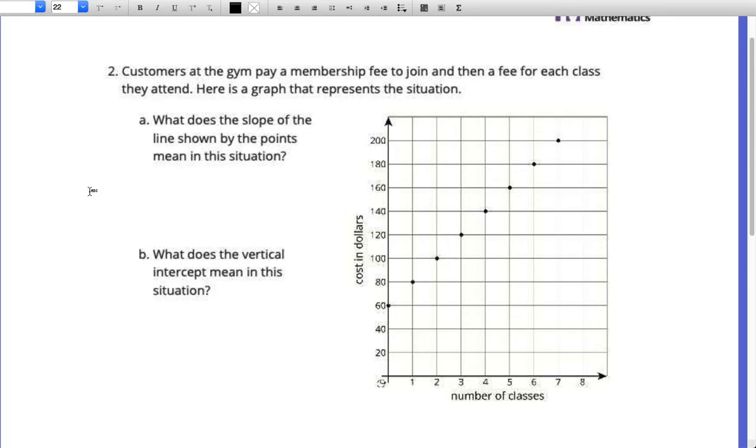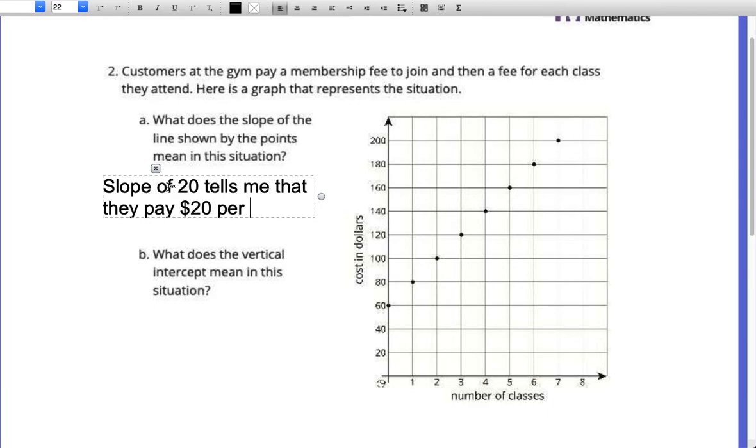And so the slope of 20 tells me that they pay $20 per class. So every time you want to attend a class, you pay $20.